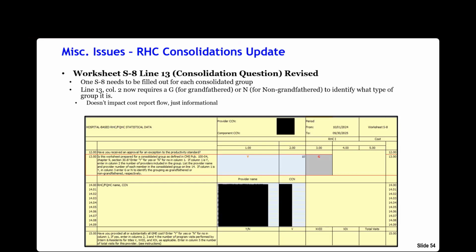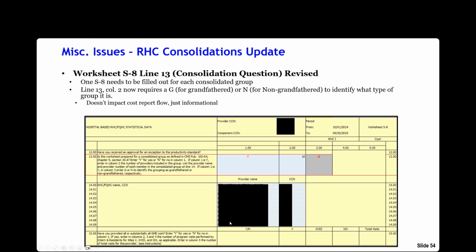They might use one consolidated group, and then the rest of the other types of RHCs, they might not decide to consolidate. So it's all about non-grandfathered or leave them all separate. Every consolidated group, by the way, and every individual RHC has to fill out this S8.